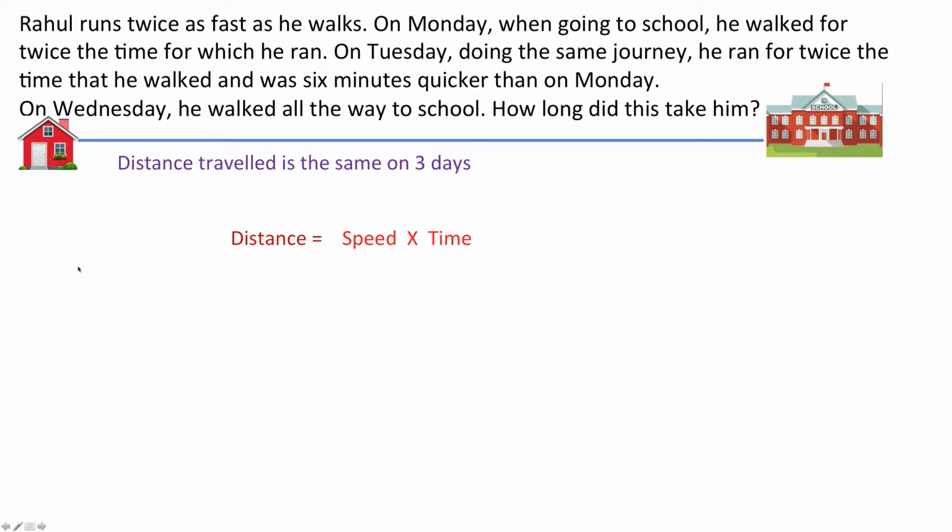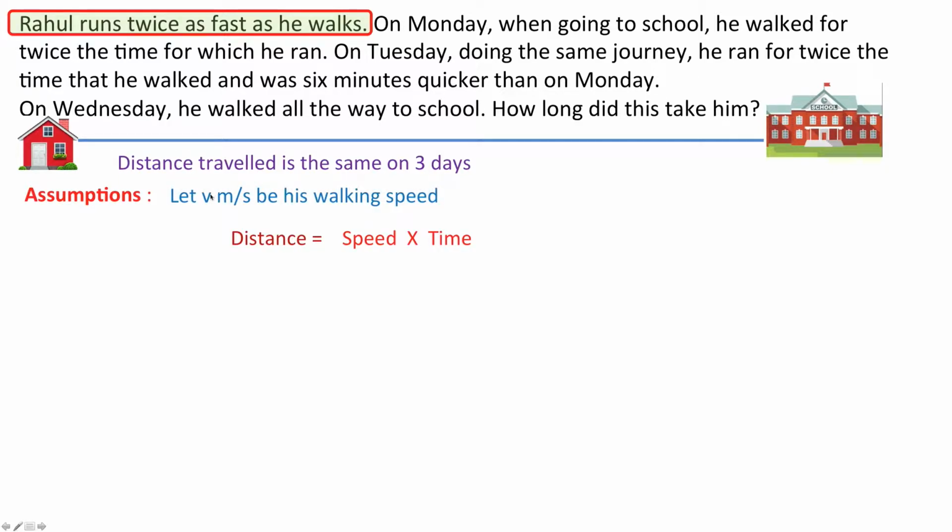In order to make the assumption, we'll use the fact that Rahul runs twice as fast as he walks. What it means is, if the speed at which Rahul walks is v meters per second, which means he travels at a speed of v meters per second while walking, which is what is denoted here, v is the speed for walking, then the speed at which he'll be running will be 2v meters per second, just twice the speed of walking.